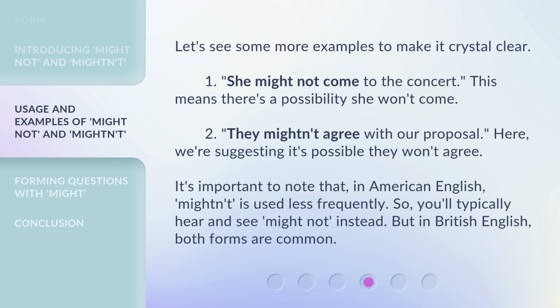It's important to note that, in American English, mightn't is used less frequently. So, you'll typically hear and see might not instead. But in British English, both forms are common.